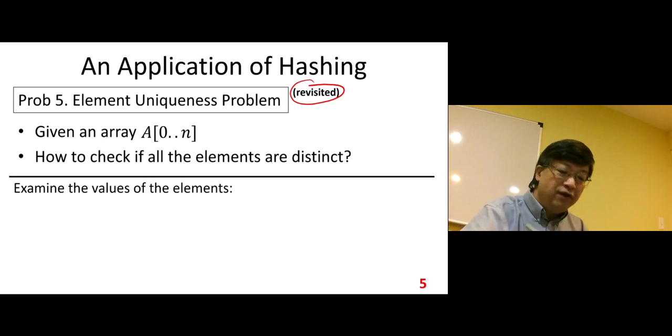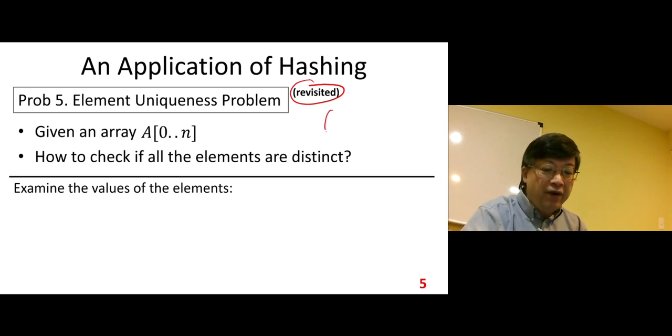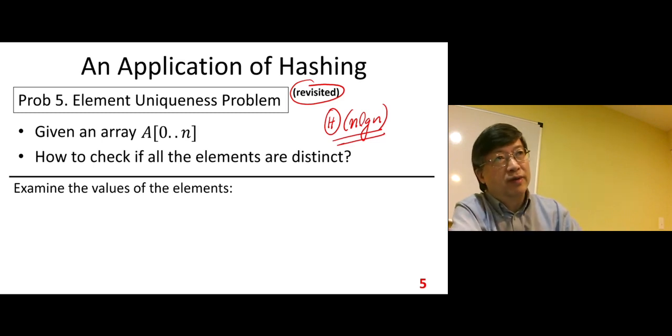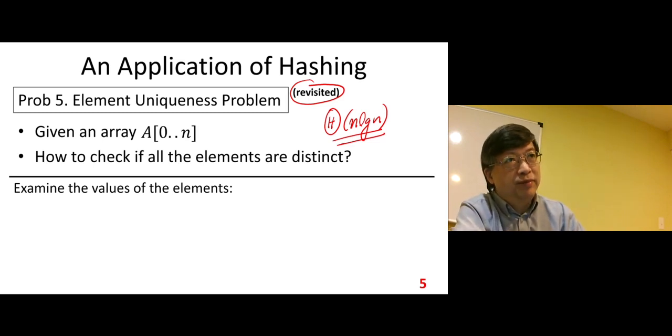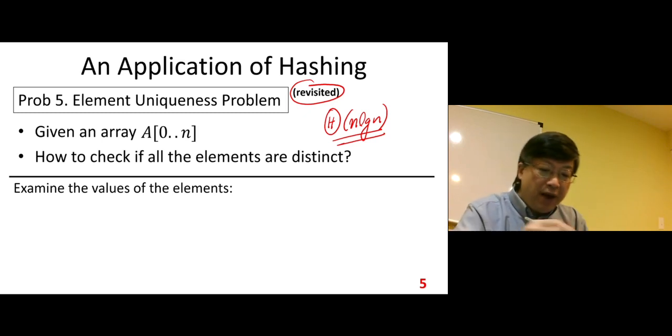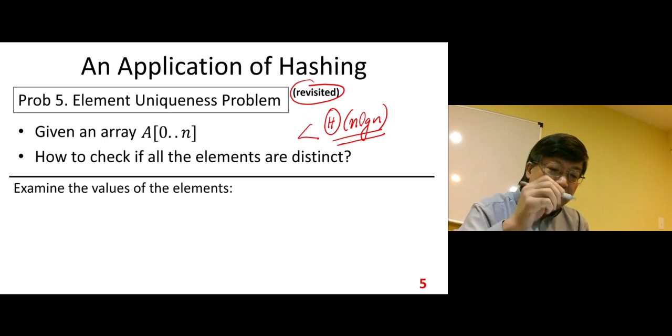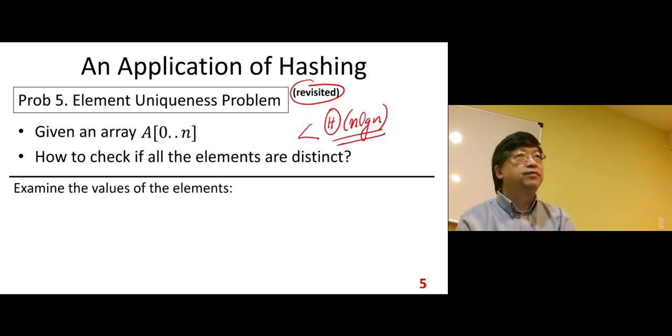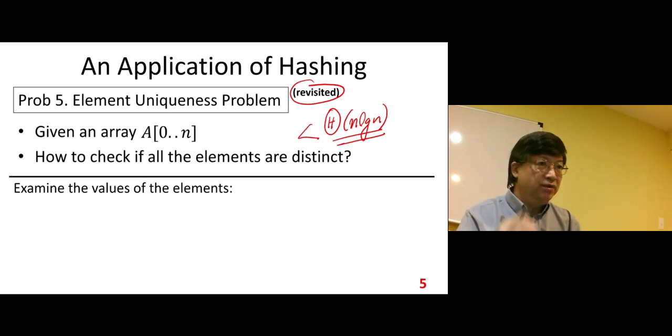We sort the data first. In that method, we have big theta of n log n efficiency. So that's what we could do before. Now, after we learn the hashing method, can we do better than this? Better than this? That's the goal.